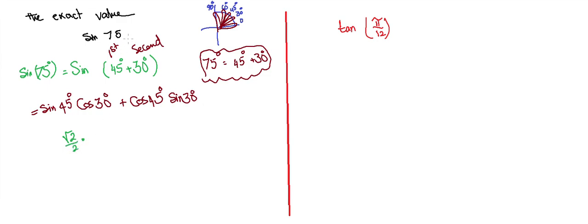Cosine 30: here, this is 30. How many fingers up? Radical 3 over 2, plus cosine 45 here. How many fingers up? I have radical 2 over 2 times sine 30. Where is 30 here? How many fingers down? It's only 1, so it's half. Finalize your answer. Radical 2 times radical 3 is radical 6.